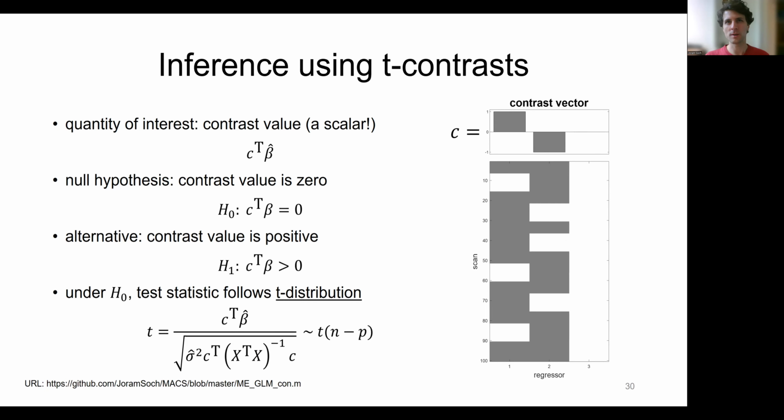So here's a more precise mathematical treatment of contrasts. In T contrasts, the quantity of interest is the contrast value, which is a scalar, a real number. That's the product of the contrast vector with the estimated regression coefficients. Our null hypothesis when using a T contrast will be that this contrast value is 0. So in the case of the regressor shown on the right, that there is no difference between experimental condition 1 and 2. The alternative hypothesis will obviously be that the contrast value is not 0, or that it is larger than 0. Under the null hypothesis, we can then derive that this test statistic, shown at the bottom, follows a t-distribution with degrees of freedom specified by the number of scans and the number of regression coefficients, n minus p.